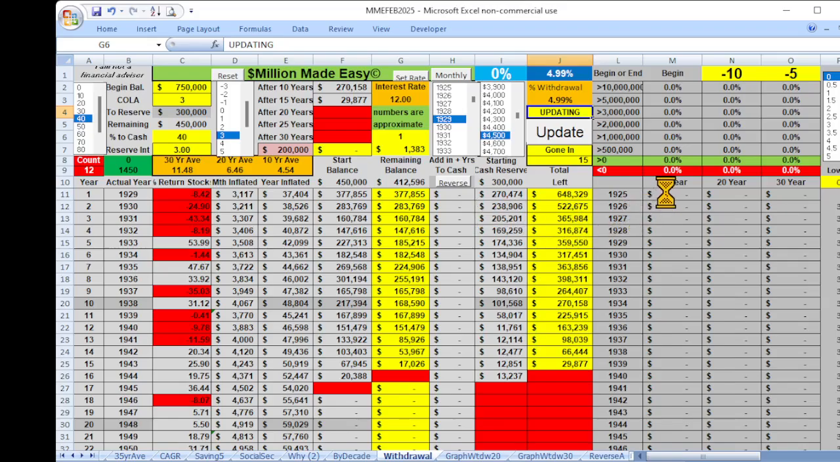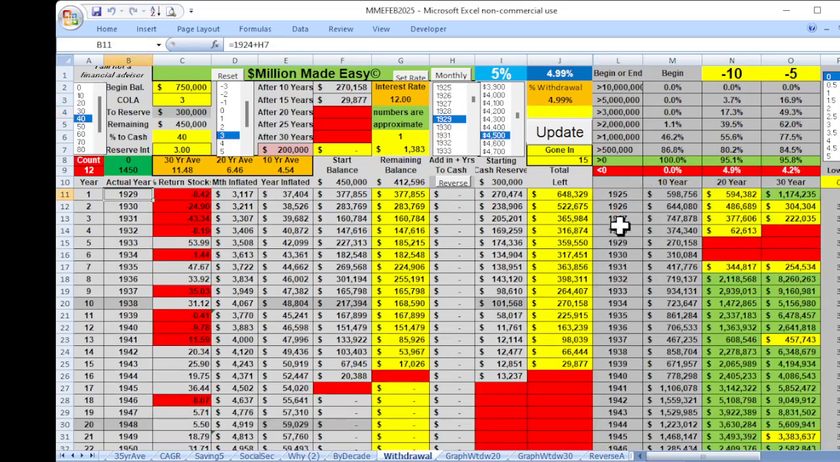Again, this is going to tell us what's left after 10, 20, and 30 years after each of these years. Again, the returns going forward aren't going to be identical to any of these, but they can give us a good idea.